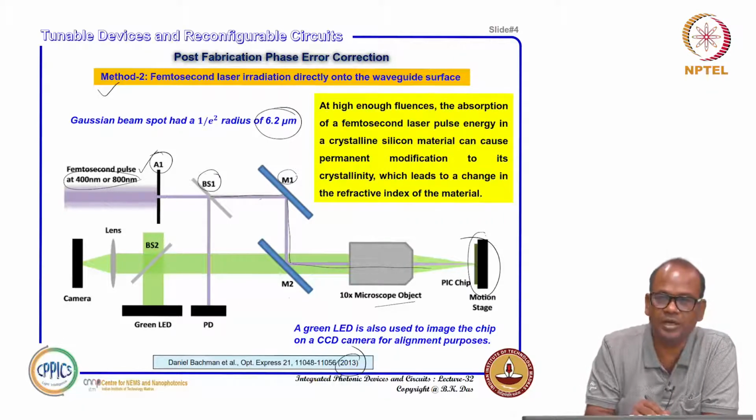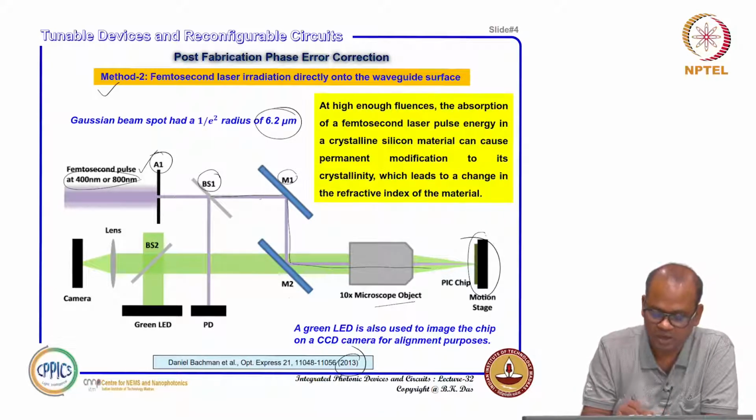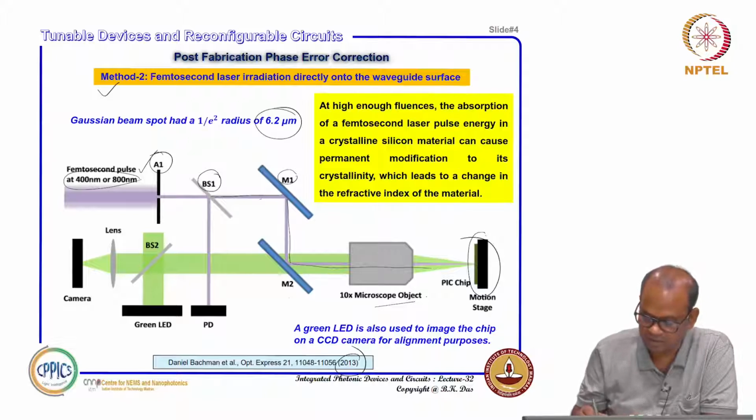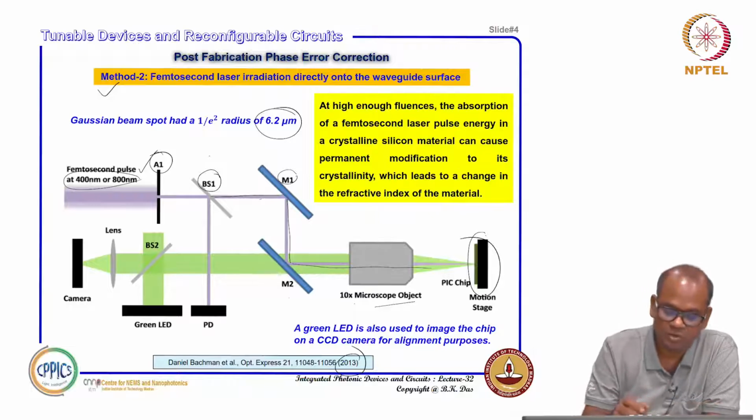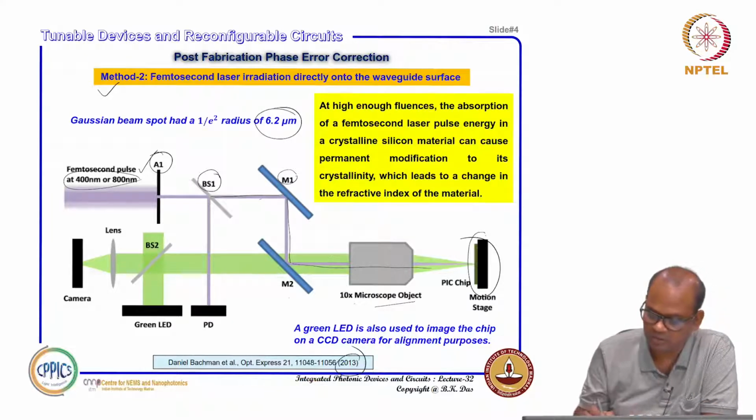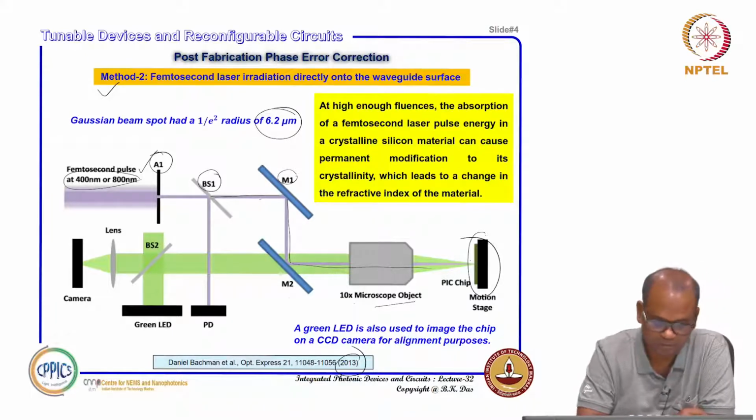The beam size here is maybe in the millimeter range, and once it comes here, you are using a microscope objective. That means you can reduce the focus size 10 times, so we are saying 10x. Originally maybe 62 micrometer, and it is coming down to 6.2 micrometer.